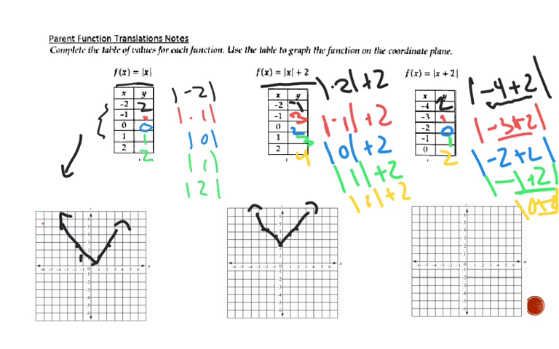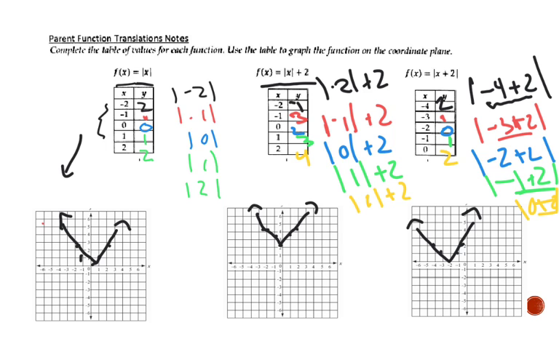So plot your points. So -4, 2. So left 4 and up 2. -3. So left 3 and up 1. -2, 0, left 2 and at 0. -1, 1, so left 1 and up 1. And 0 and up 2. Connect, and you still have this V shape.